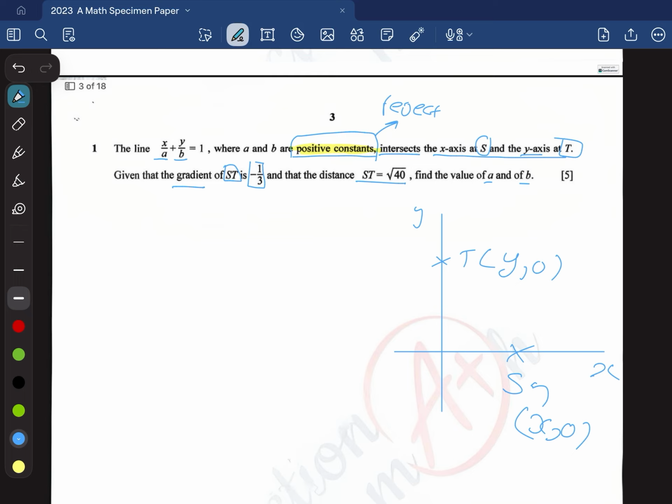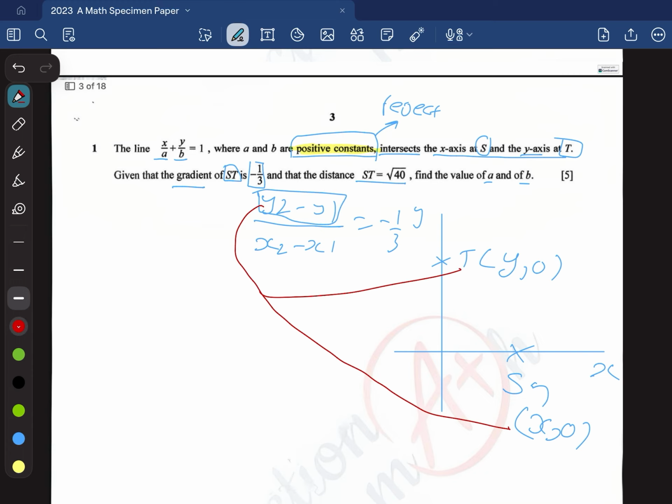Given the gradient, how do you find the gradient? y2 minus y1 over x2 minus x1. This is the gradient, which is negative 1/3. Do you have the coordinates for this? Where do you find these coordinates? The coordinates are here and here, correct? So just sub this in. Then you can use cross multiplication. So y2 is this one. This is y2, y1, x2, x1.